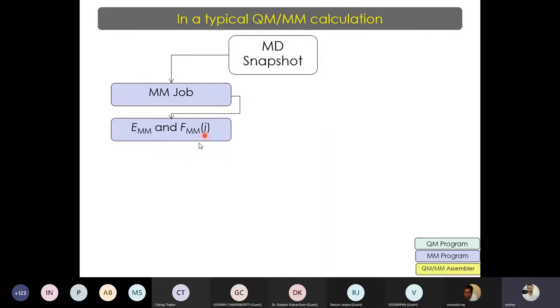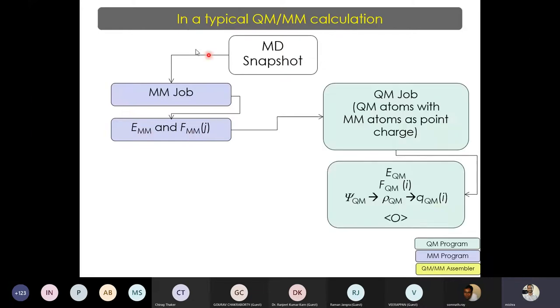Atom J is from the classical MM region. So you do an MM job and get the MM energy as well as the forces on the MM atoms. This part you can do with a standard MM program. For example, there are many: NAMD, Gromacs, AMBER. In any of these programs you can do it.